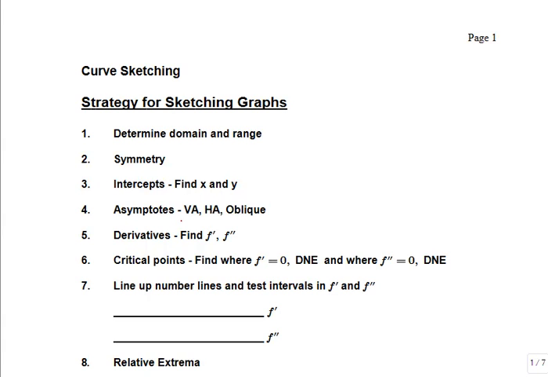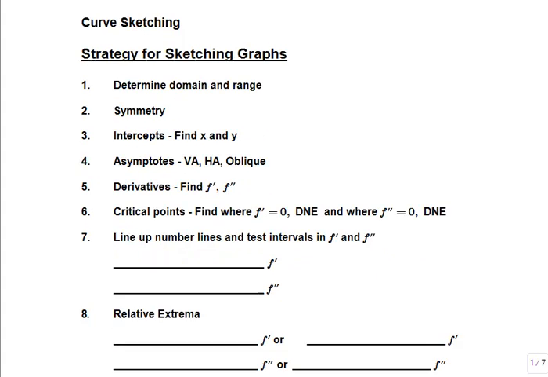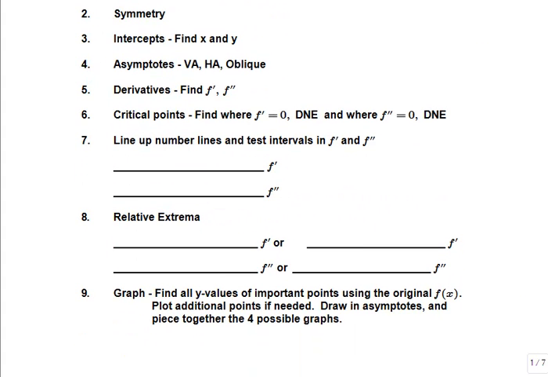Step 4, asymptotes. Now this will only be an issue when you're dealing with a function that potentially has a fraction in it or some kind of asymptote like an e to the x kind of a function. So we will review how to do that. Step 5, find your derivatives. You need to find your first and your second derivative.